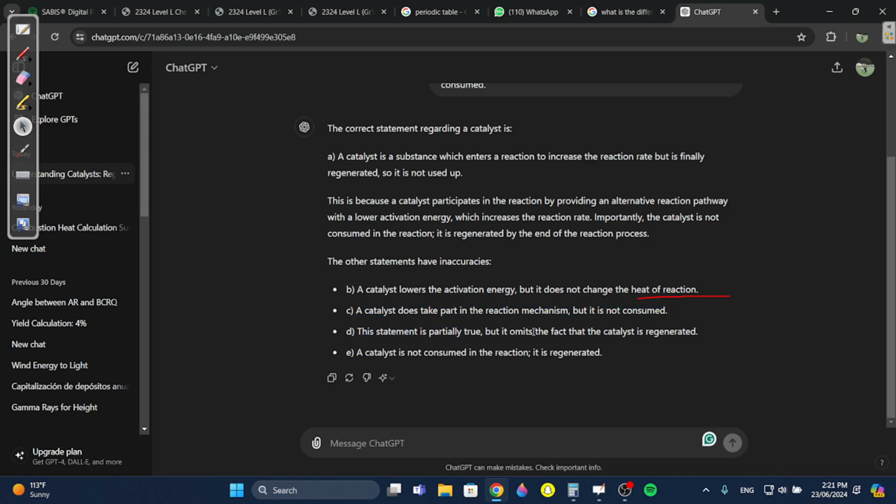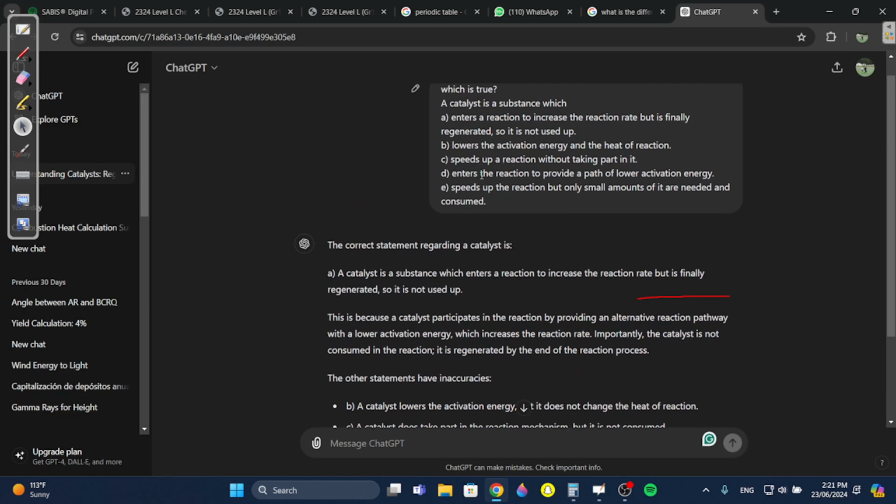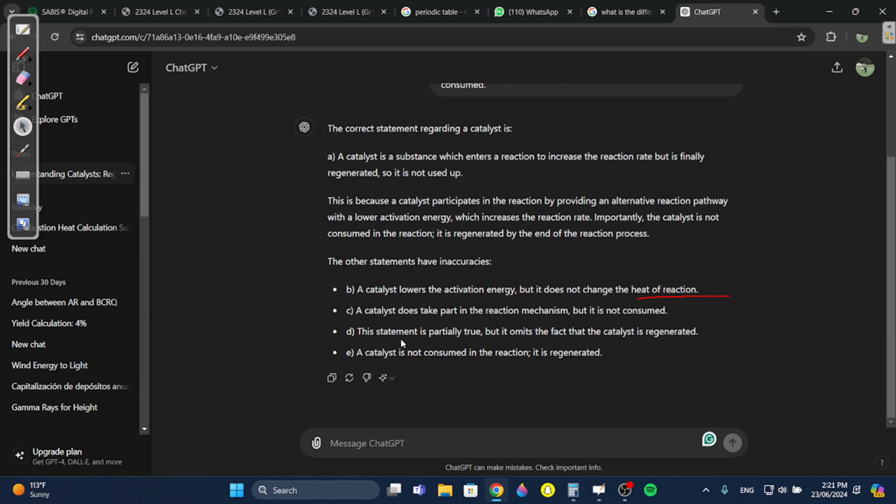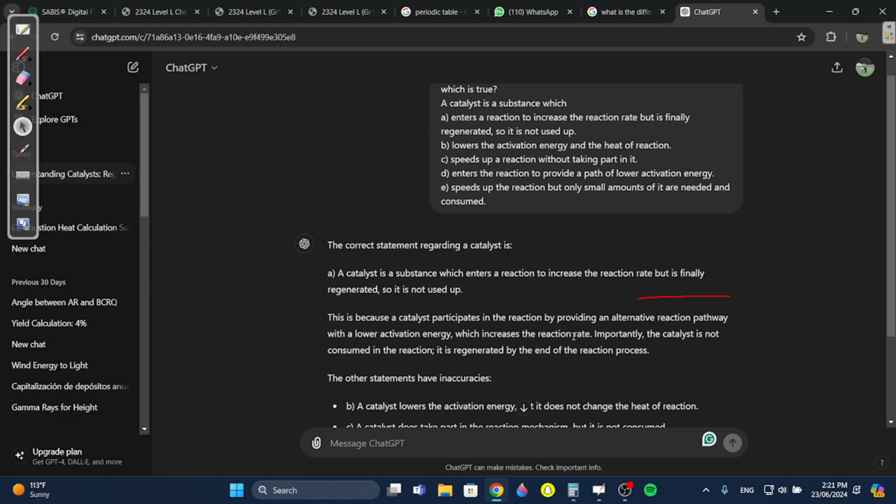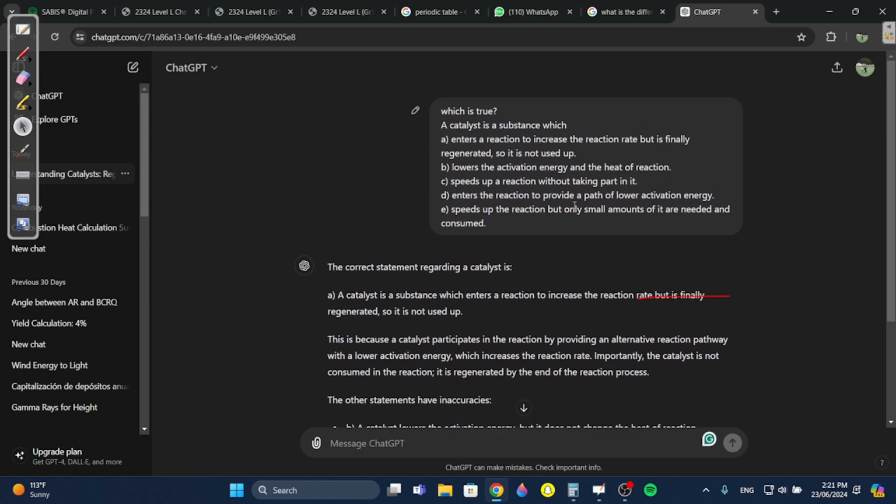Okay, so that's why C is wrong. And then D, it enters the reaction to provide a path of lower activation energy. ChatGPT is saying it's partially true, but it omits the fact that the catalyst is regenerated. So they didn't say that the catalyst was regenerated. Okay, D wouldn't be correct because they're supposed to say the catalyst should be regenerated.